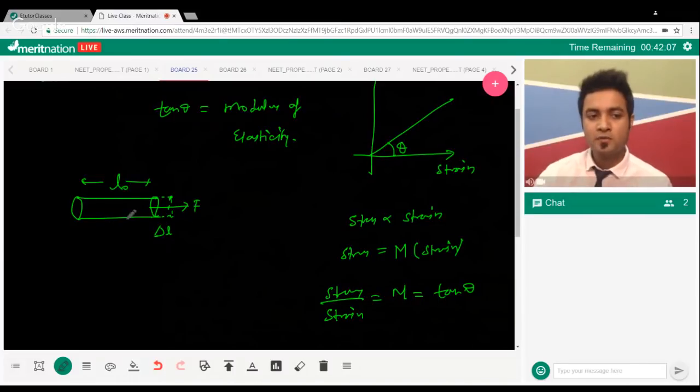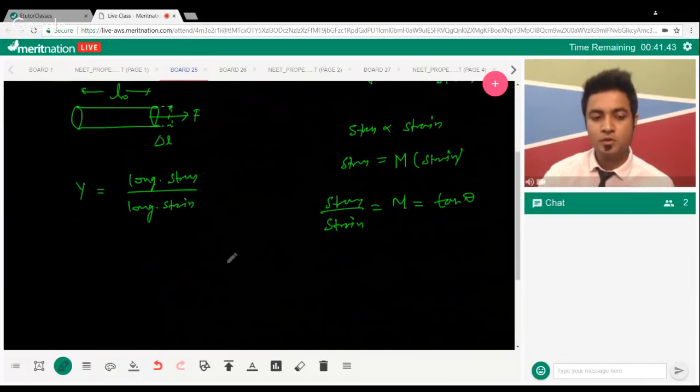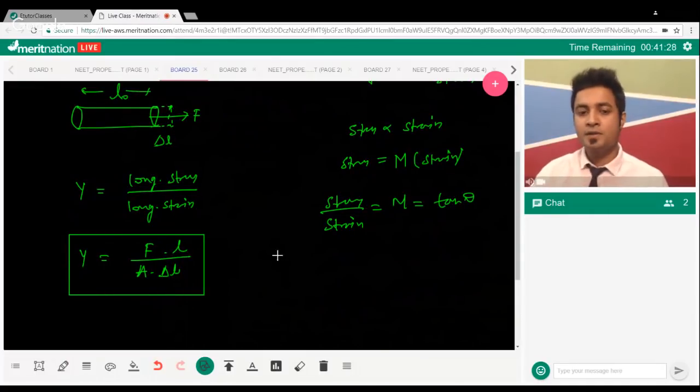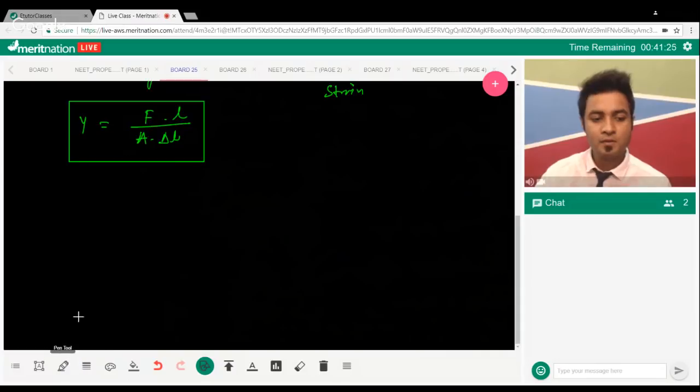Okay, so here if I talk about this one, what is happening here, so we define for the longitudinal strain and the longitudinal stress, we define the Young's modulus, that is the ratio of stress upon strain. And here it is longitudinal stress upon longitudinal strain, right? So if I talk about here, so this is force upon area, and this is delta L upon L. So this is the expression that we are going to use in the numericals. Okay, everybody? Yes.